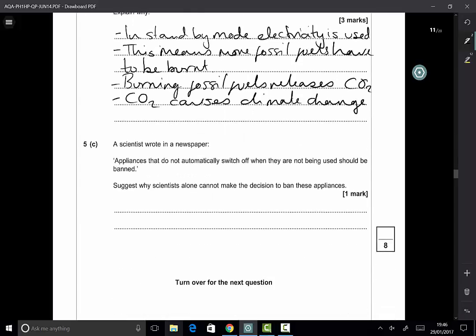We've got a how science works question here. You can tell because they talk about scientists writing in newspapers or things being published in newspapers a lot in how science works questions. Scientists wrote in a newspaper, appliances that do not automatically switch off when they are not being used should be banned. Suggest why scientists alone cannot make the decision to ban these appliances. So what this is looking for is another factor that affects it. It's not just a scientific decision. What other factors take place? I'm going to say it's a political decision. But you could say there are social factors involved. You could say there are economic factors involved.